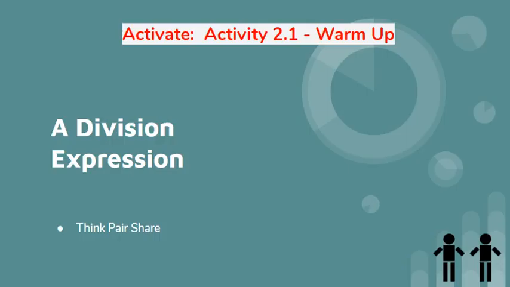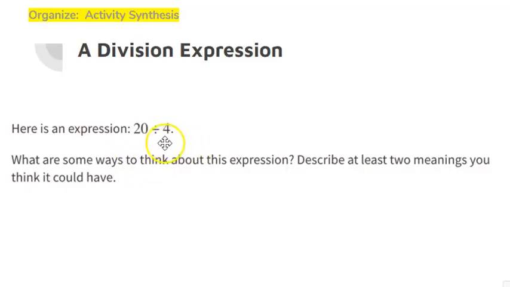All right, so let's look at some expressions with division. So we have 20 divided by 4. What else can we think of with this? Well, we can think of how 20 is divided by 4, okay? We can think of it as we're trying to see how many groups of 4 we can take out of 20. Or we can also talk about how many groups of 4 we can make out of 20.